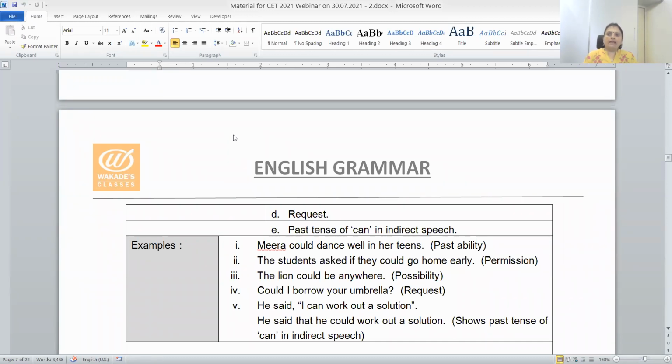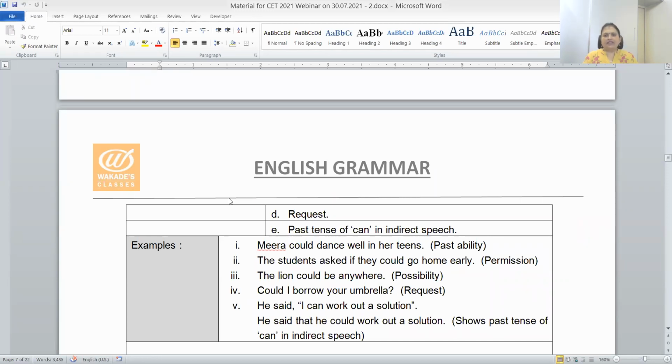So can you see, Meera could dance well in her teens. Children, doesn't it show the past ability of Meera? Something which she was able to do when she was a teenager. So see, here could performs the function of past ability. The students asked if they could go home early. Yes. Children, here permission. The students want to go early, so obviously they will have to take permission. So here could is performing the function of permission.